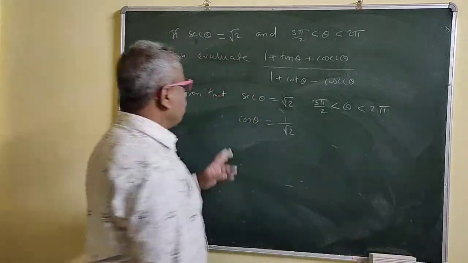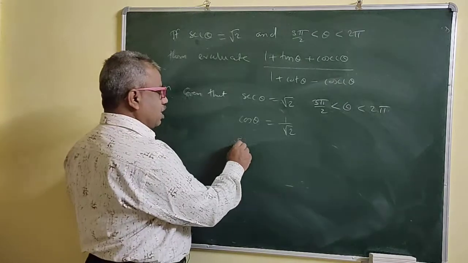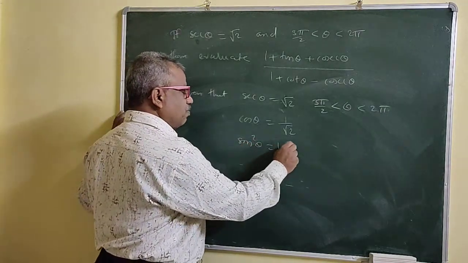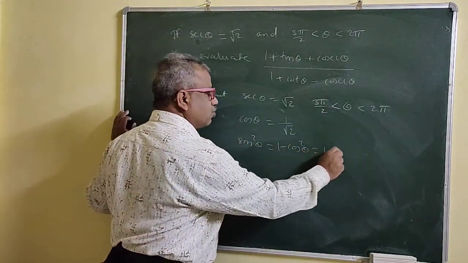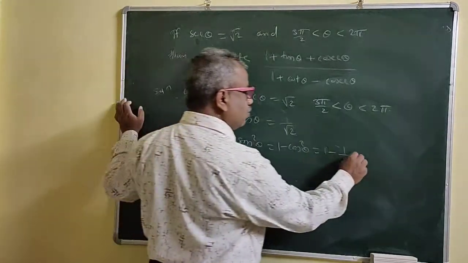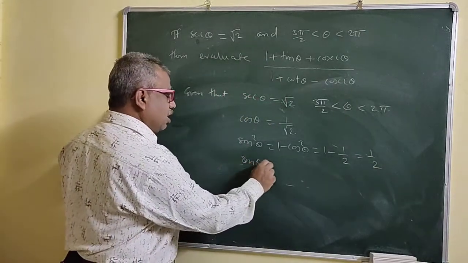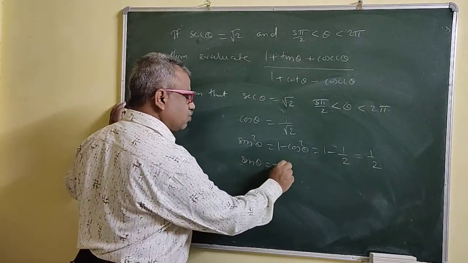Now you have cos theta, so we'll find the value of sin theta, right? So sin square theta is 1 minus cos square theta. So 1 minus 1 half, it is also half. So sin theta is equal to plus or minus 1 by root 2 now.